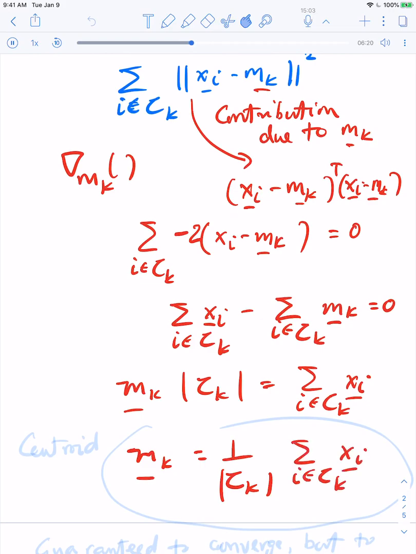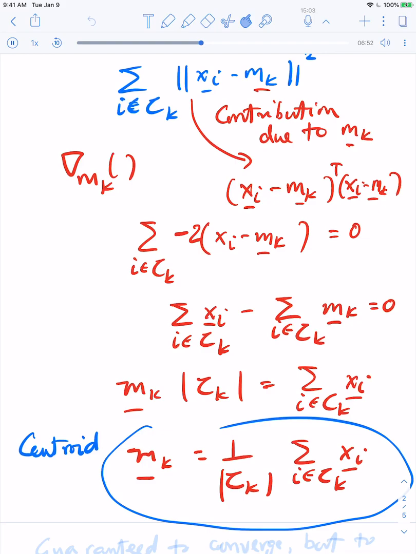So basically this is just the centroid of that cluster. What have we done? We basically first assigned the points to the nearest center, and then we recomputed the center to be the centroid of the points that have been assigned to it, and we just alternate those 2 steps.